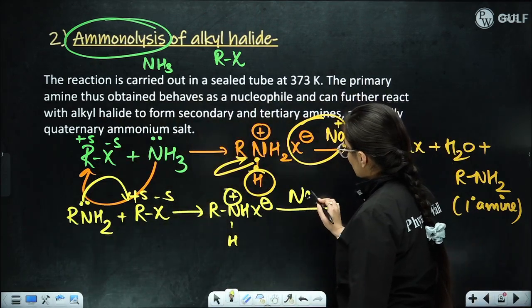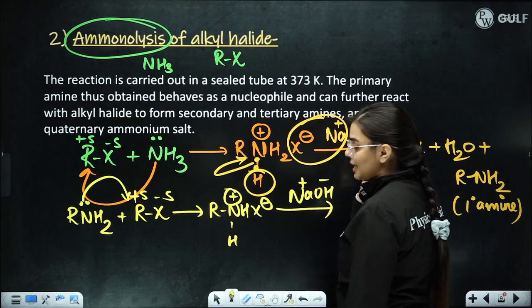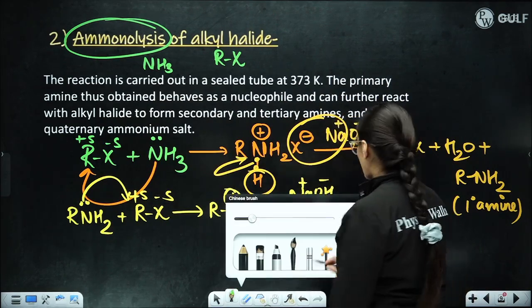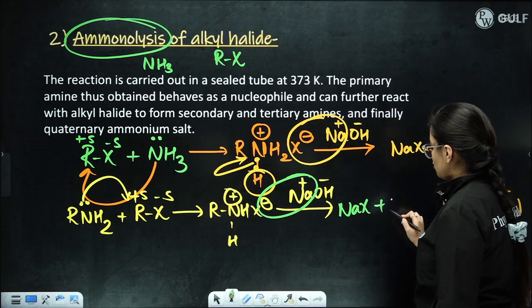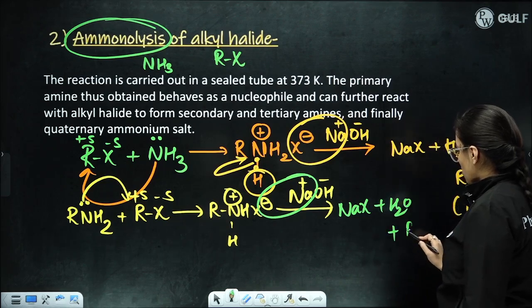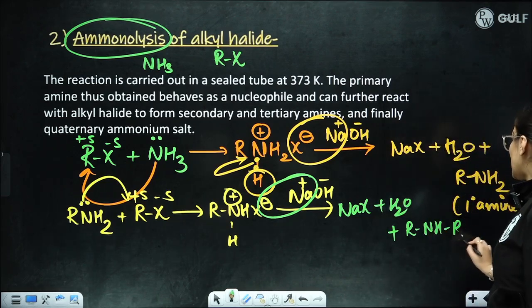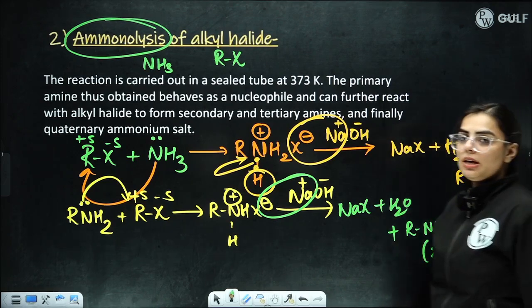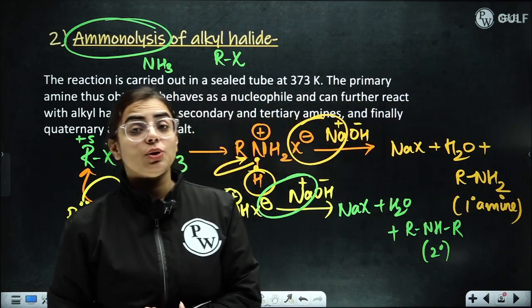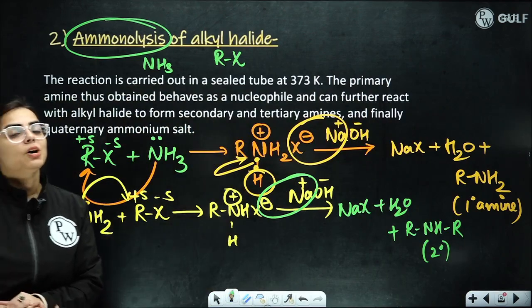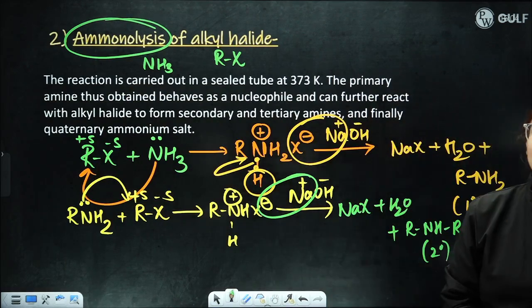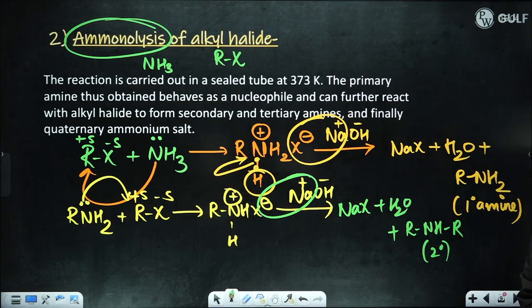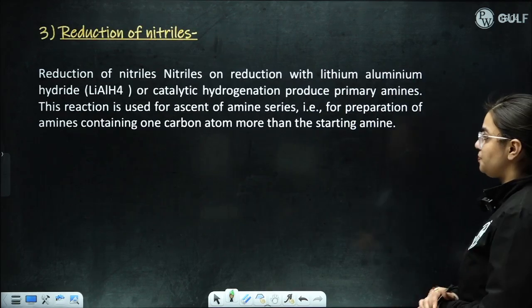Now beta, I am going to react it with NaOH, so it holds a positive and a negative charge. As you can clearly observe, what happens next? This NaX will be liberated, H2O will be liberated, and you shall get your RNHR, that means your secondary amine. Now if you have to create a tertiary amine, you can again react it with RX. If you have to create the quaternary salt, you can react the tertiary amine with the alkyl halide RX. I hope this is fine. Please kindly take a screenshot so that I can move on to the next method of preparation.